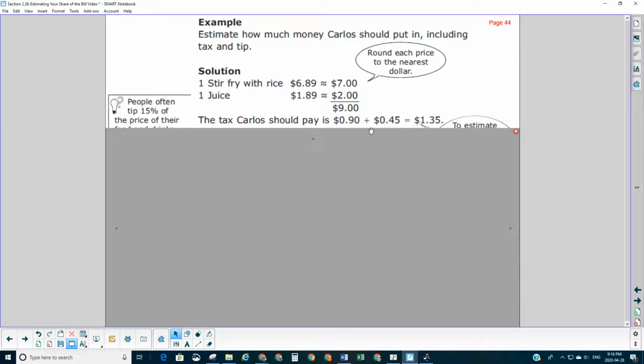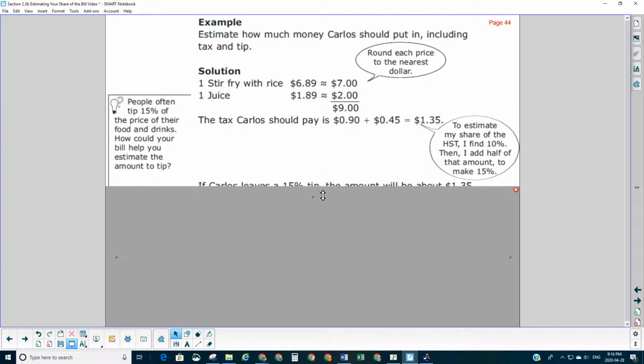Remember, 15%, we've done this a couple of times, is 10% and 5%. 10% of $9 is 0.9. Half of that is 5% and 45 cents. And add those up, and we're going to get $1.35. And you see in that speech bubble, it talks about this, that you can estimate the HST by doing 10% and half of that for 5% to make 15. It's a little bit more HST than you actually will pay, but anything extra you pay goes towards the waiter or the waitress. So it's worthwhile doing it 15%.